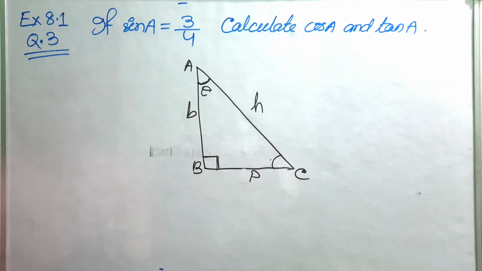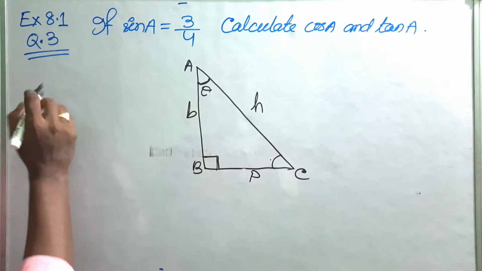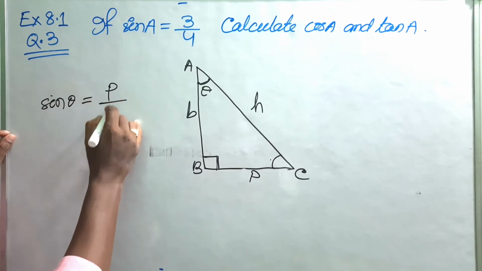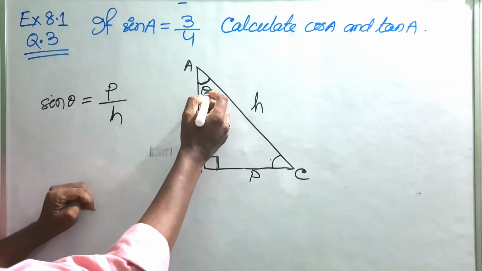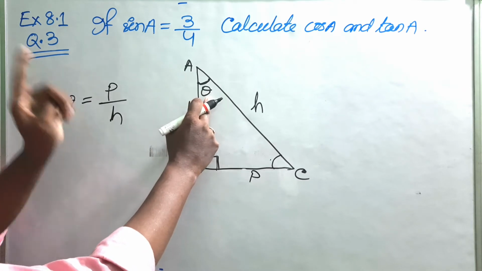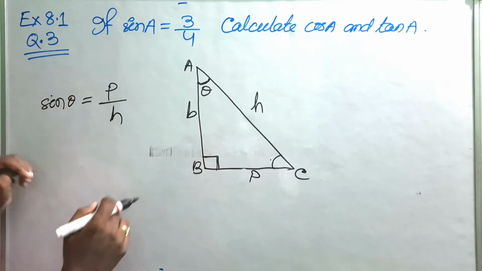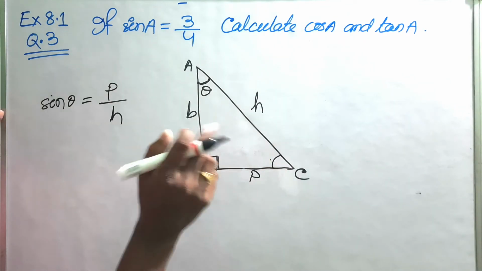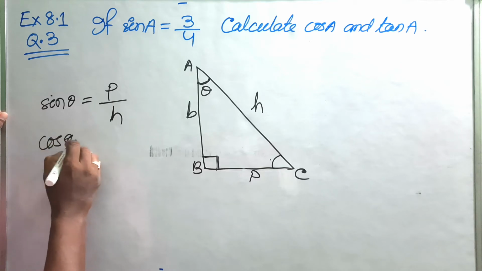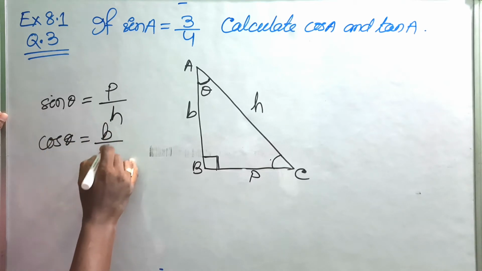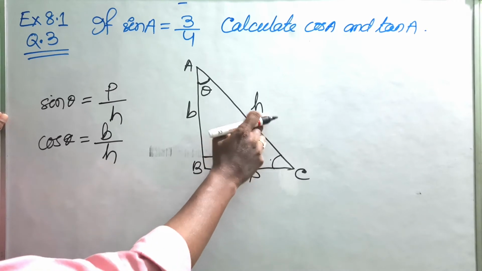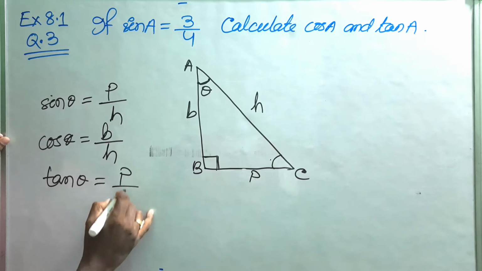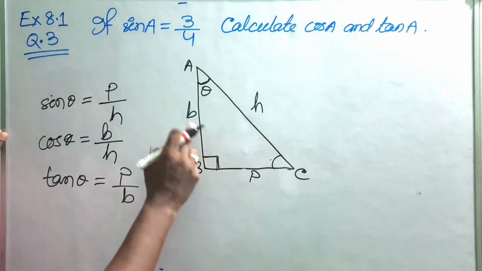Okay. So in this way, you have to remember this one, that sin theta is equal to P by H. When you are taking any angle theta, and you are taking its sine, then sin theta is written as P by H. So this is your sin theta, remember. Then cos theta is equal to how much? B by H. Okay. Then tan theta is equal to P by B.